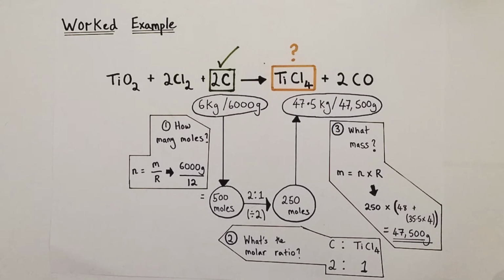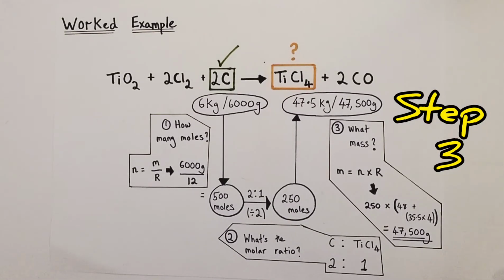Now we apply that ratio to the information we have in the question itself. We actually have 500 moles of carbon, not just 2 moles. But the same 2-to-1 ratio will apply. So if we divide 500 by 2, that gives us 250 moles of TiCl4 formed, because we're still following through that 2-to-1 ratio and applying it to the number of moles we actually have present in our experiment.